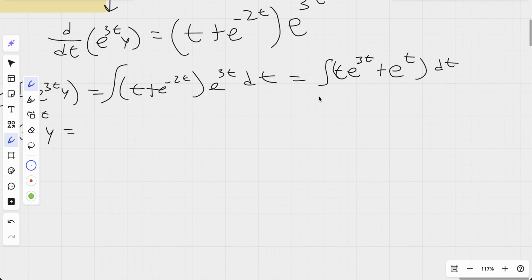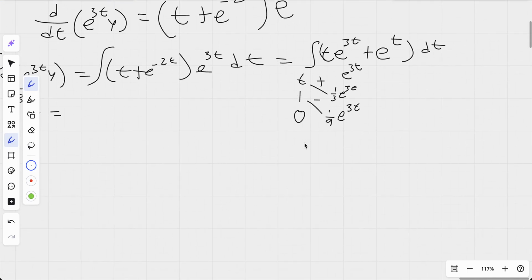For this term over here, we can use integration by parts, or what I like to use is the tabular method. So we take t, find the derivative, and then the next derivative. On the other term, we have e to the 3t, find the integral of it, which is 1/3 e to the 3t, and then the integral of that, which is 1/9 e to the 3t. And we multiply these, alternating signs. This is just a faster way of doing by parts.